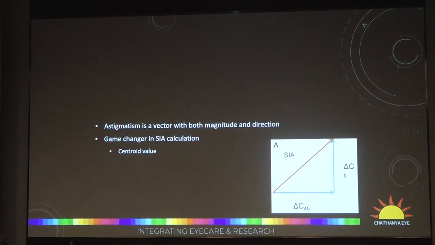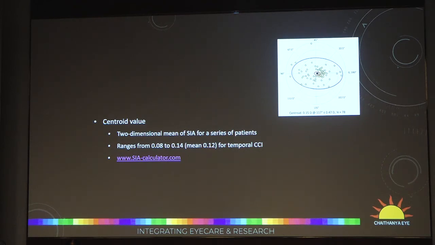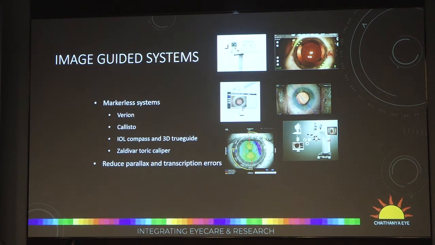So the SIA has been shown by Dr. Hill to not change too much. And the vector analysis of SIA has been a game changer. According to the centroid values, the mean, it is a two-dimensional value of SIA for a series of patients. And it has been seen that for sub 3 mm incisions, it ranges from about 0.08 to 0.14. So if you don't bother to calculate SIA, you can just key in a value of 0.12 if you're doing a temporal clear corneal incision. Or you can calculate your own SIA by going to the website siacalculator.com.